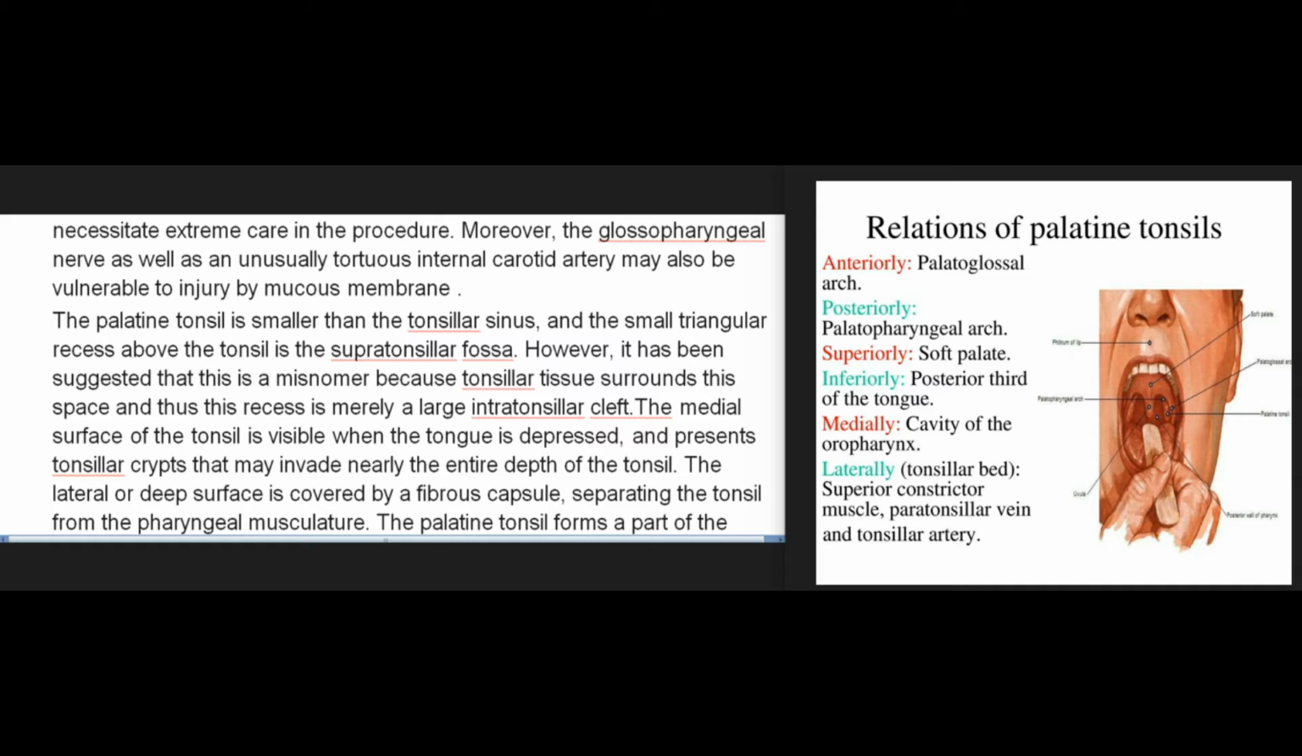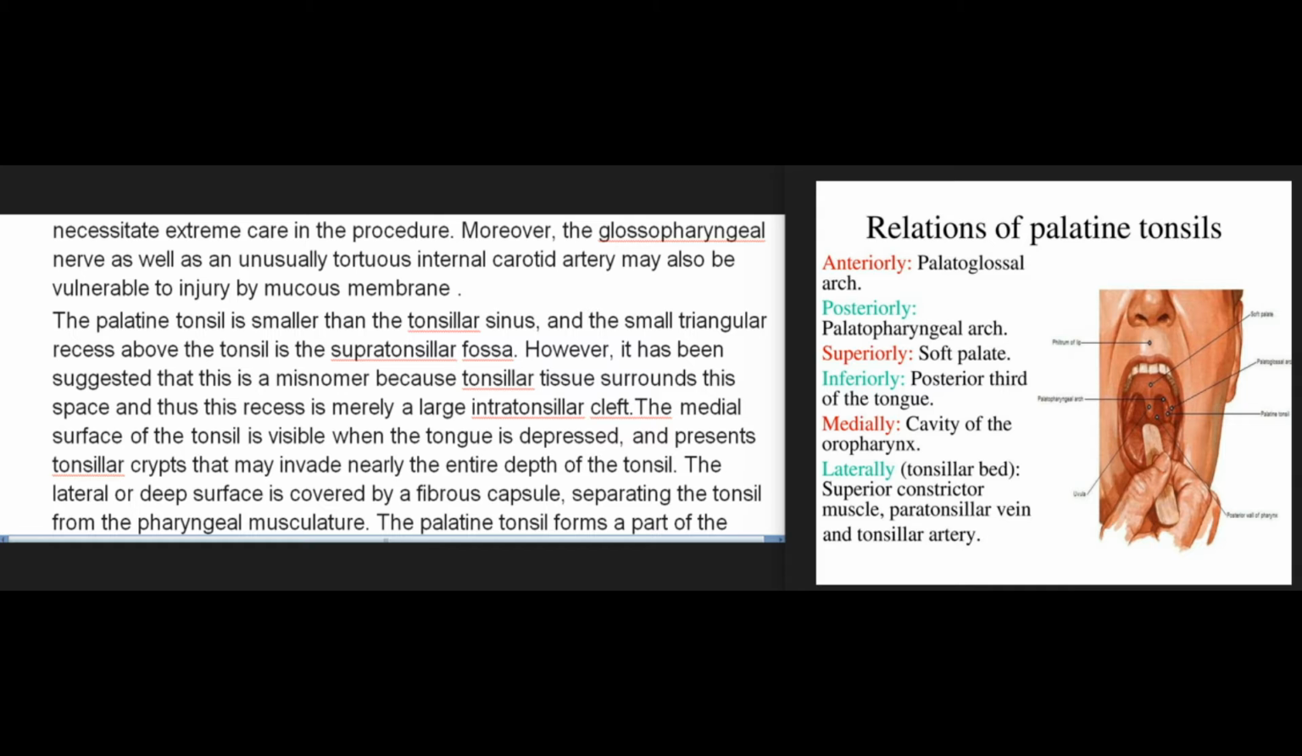The palatine tonsil is smaller than the tonsillar sinus, and the small triangular recess above the tonsil is the supratonsillar fossa. However, it has been suggested that this is a misnomer because tonsillar tissue surrounds this space and thus this recess is merely a large intratonsillar cleft.